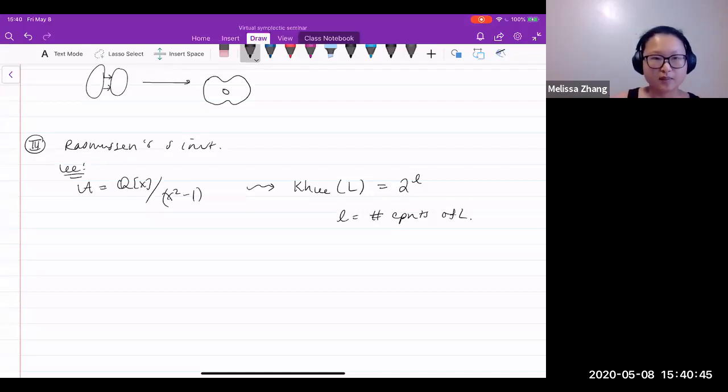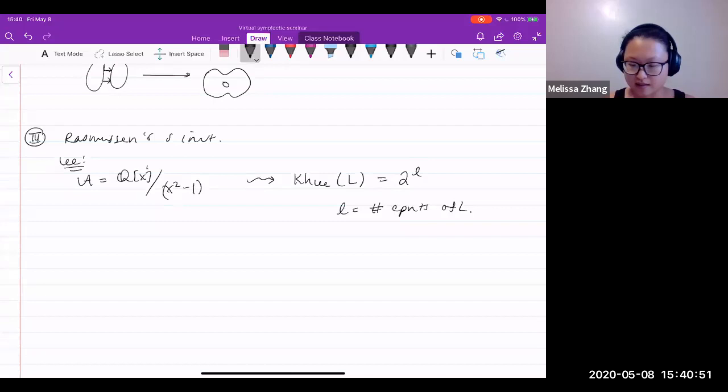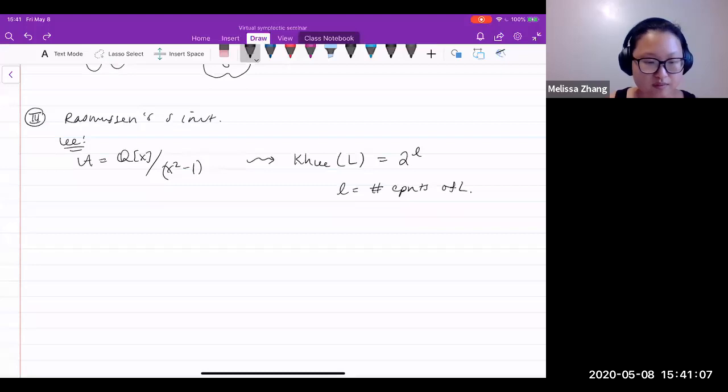So if you want to think about this as towers, you could just add another variable here and think about it as you're left with just 2 to the L towers, and you basically want to say, what is the quantum grading of the thing at the bottom of the tower? And that's going to be your Rasmussen s invariant.